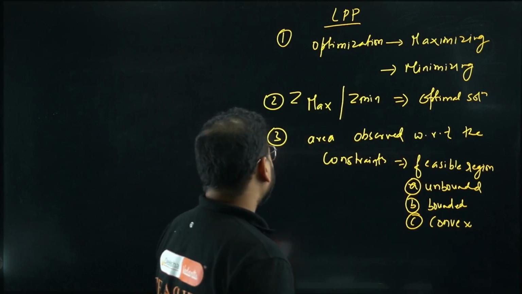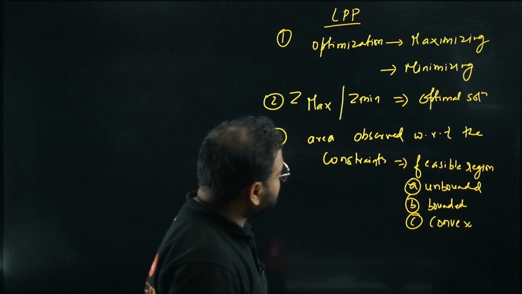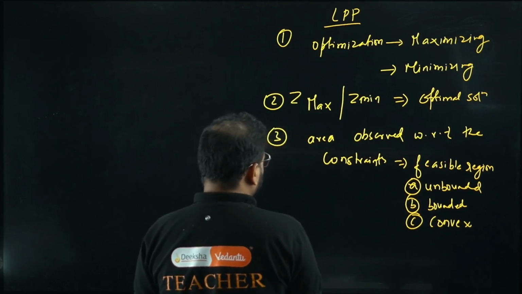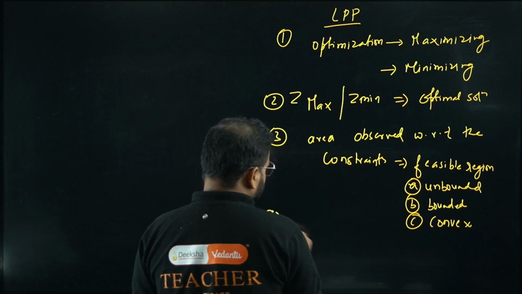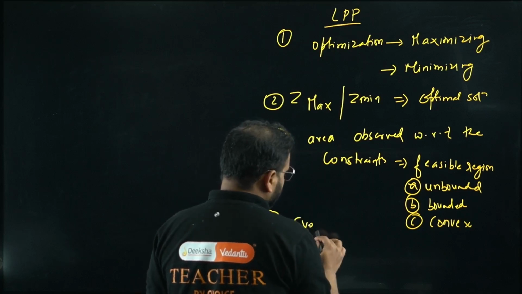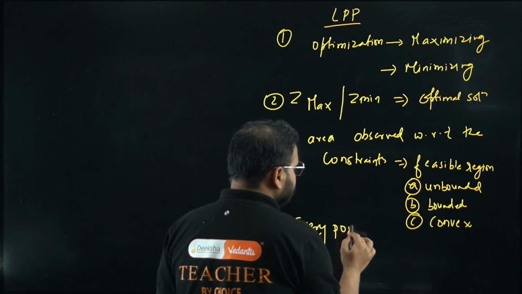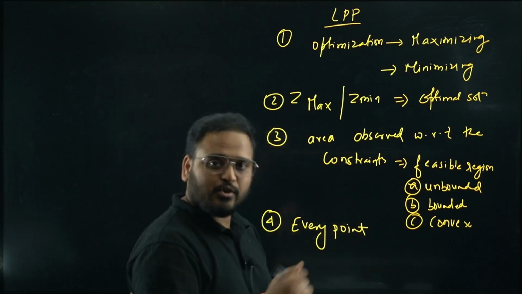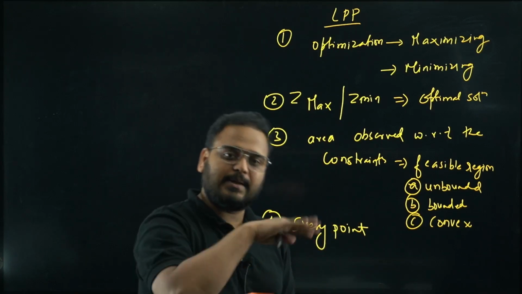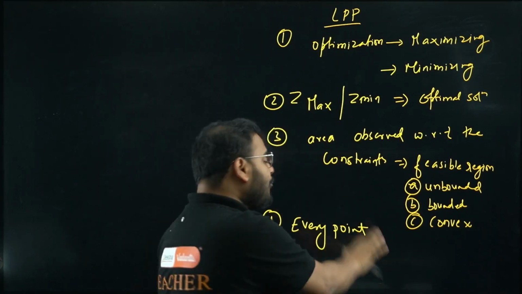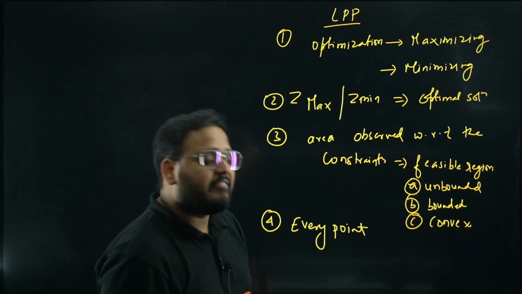This is clear? Okay. So a few things are listed down. Every point in the feasible region is called a feasible solution. I'll show you the feasible region, don't worry. I've taken some questions, I'll explain that to you there as well. But every point in that feasible region will be a feasible solution.